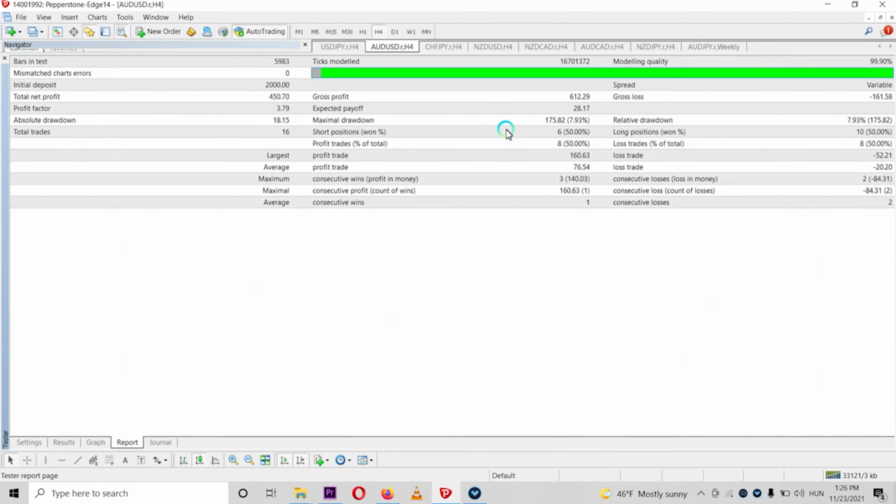I recommend to trade this strategy on the major and minor currency pairs, and with this strategy I would even recommend the exotic ones as well.